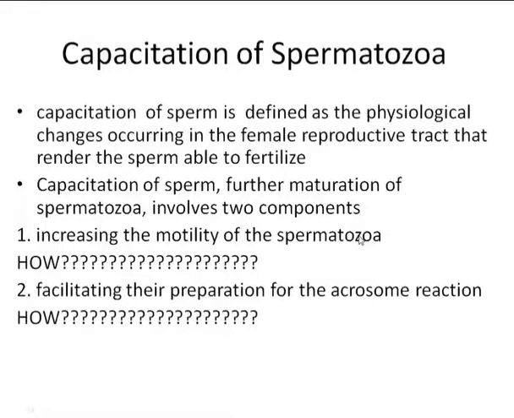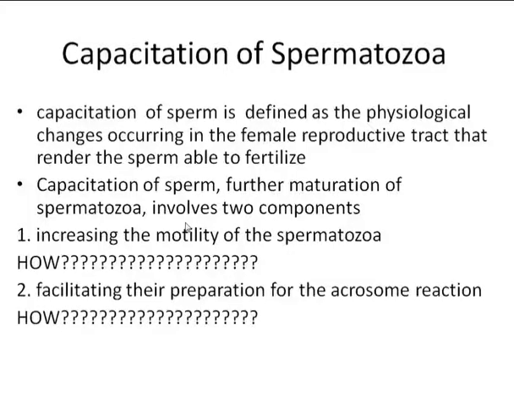Suppose the sperm is deposited in the female reproductive tract. Then there should be an increase in the motility of sperm or spermatozoa, otherwise fertilization will not occur. Another is facilitating their preparation for the acrosomal reaction. So during the capacitation of this sperm, two things will happen.